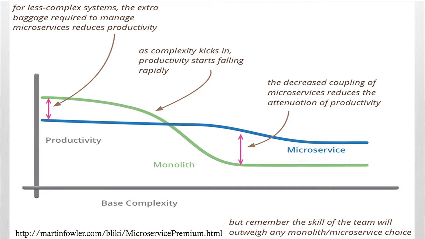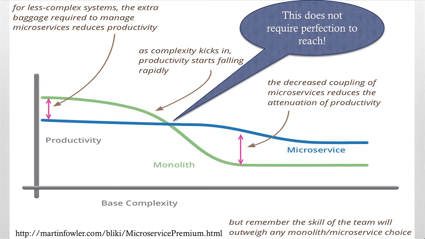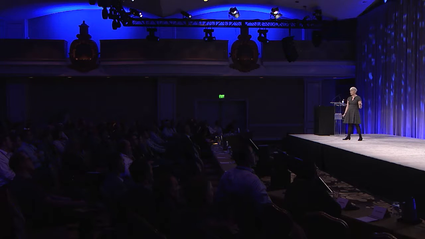So, we've got diagrams like this from Martin Fowler, which is very interesting. He talks about the inflection point at which microservices make sense over monoliths. And I think this is very useful. And I think it's very useful to point out that you do not have to have perfect conditions to reach the inflection point. You don't have to have implemented every single best practice or principle of microservices to make it still worth doing over working in a monolith.